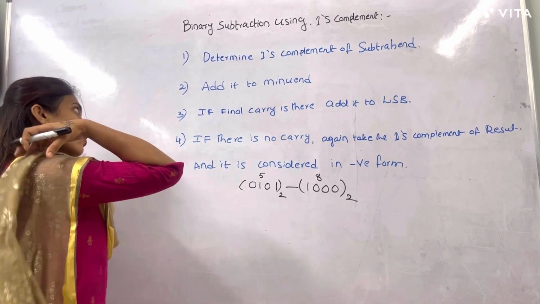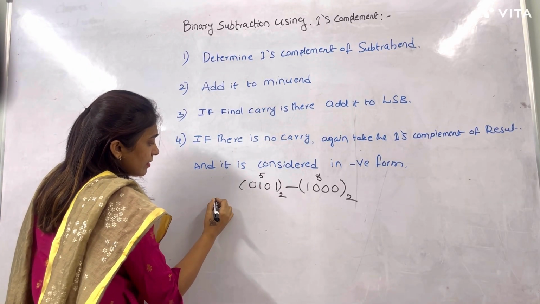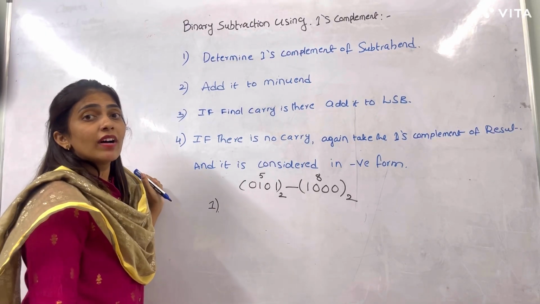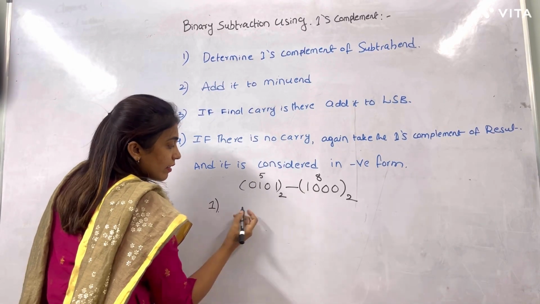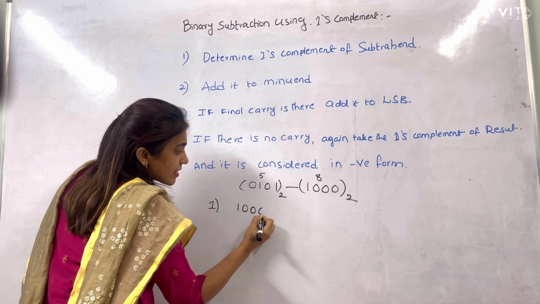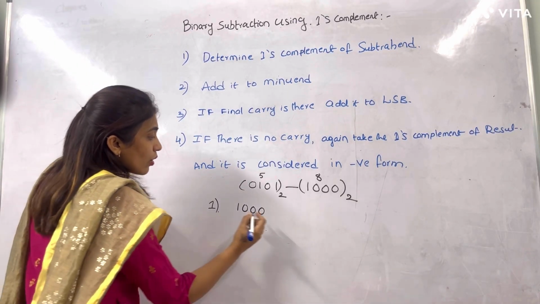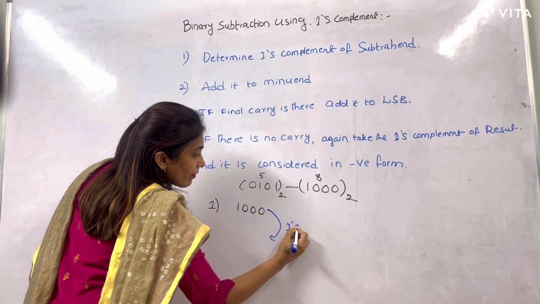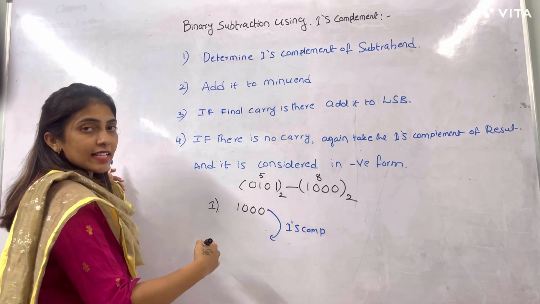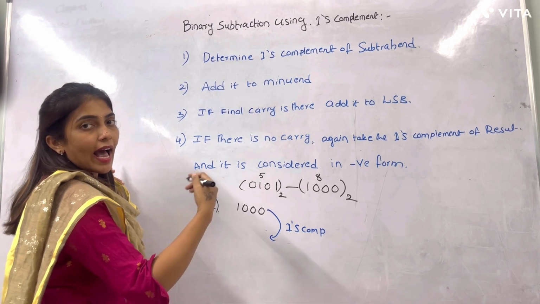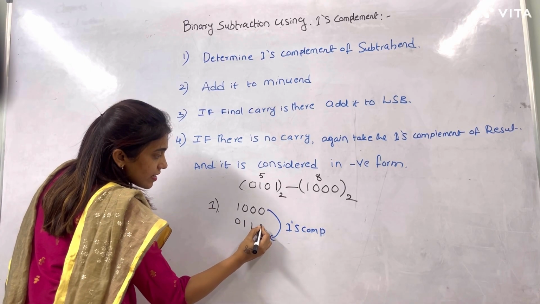Let's see. First, we have to follow these four steps. Step 1: determine ones complement of the subtrahend. Here this is the subtrahend, 1000. We'll do ones complement for this number. You already know ones complement: change ones to zeros and zeros to ones. So 1 becomes 0, 0 becomes 1, 0 becomes 1, 0 becomes 1.